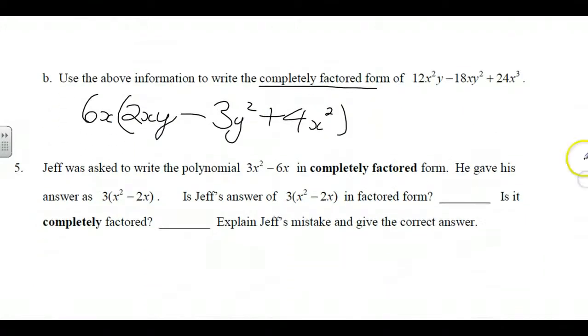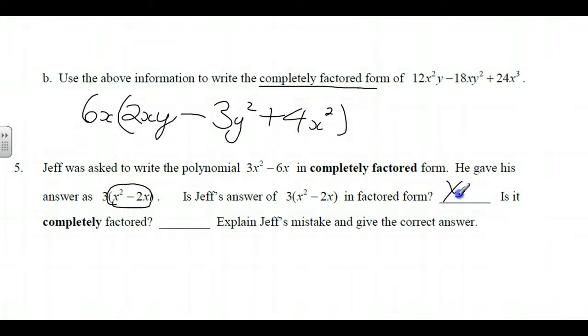For example, Jeff was asked to write the polynomial 3x squared minus 6x in completely factored form. He gave his answer as 3 times x squared minus 2x, recognizing that he could divide by 3. The greatest common factor was 3. Now, we note, hang on, this expression can still be factored. There's a common x.